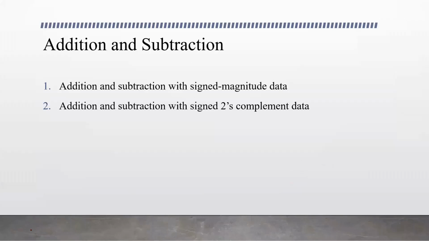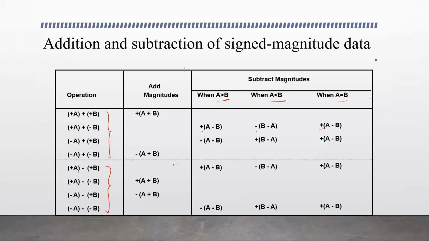So to start with, we first see how addition and subtraction are performed. We are going to discuss both these conditions: addition and subtraction with signed magnitude data, and addition and subtraction with signed 2's complement data. If you observe this table, for addition there are 4 possible conditions: both the numbers may be positive, both the numbers may be negative, or we have one positive and one negative. A is positive and B is negative, or B is positive and A is negative.